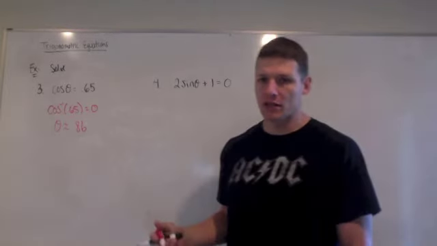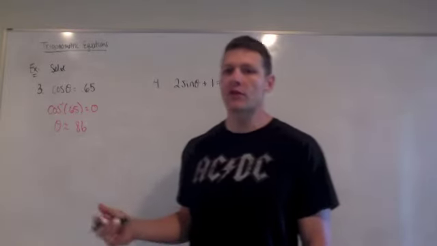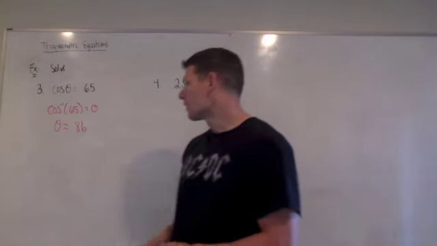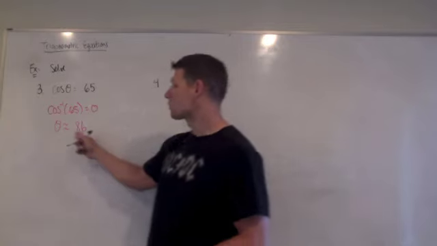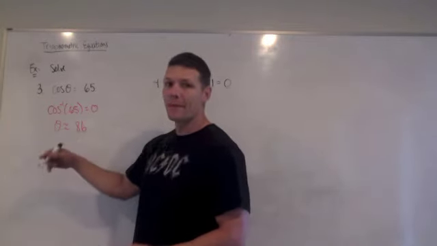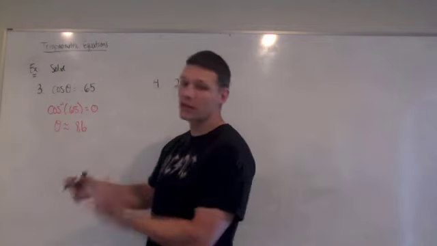Now, because cosine has a period of 2 pi, we can find the solutions in any interval of length 2 pi. So if we've got theta equals 0.86, we also have 2 pi minus 0.86 as the other value.